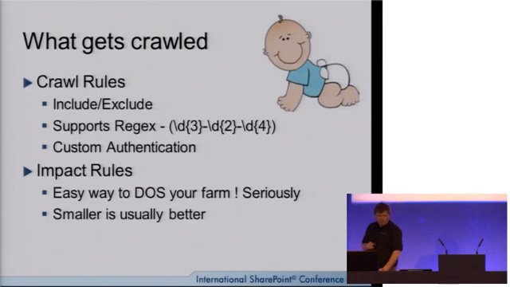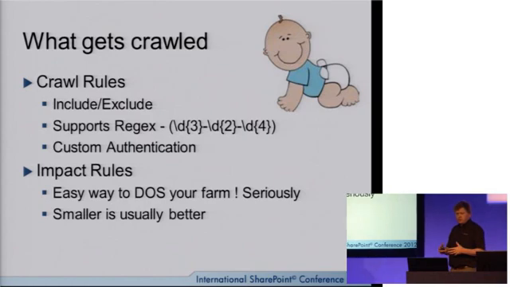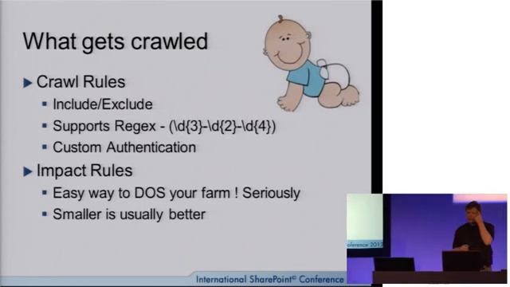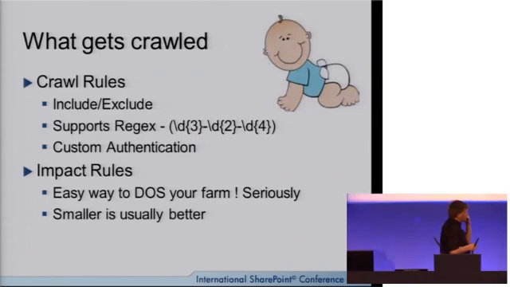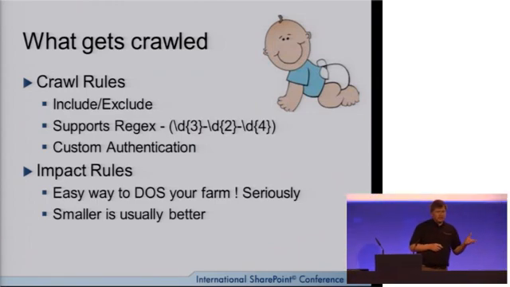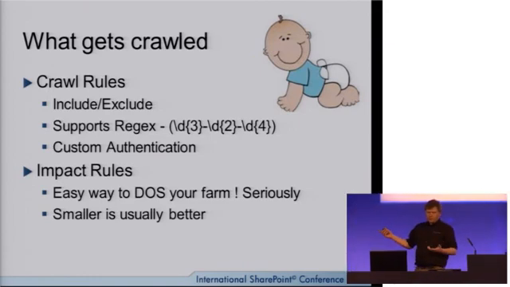So what actually does get crawled? There's various ways of crawling things. We mentioned the content sources and what types of data we can crawl, but how do we control it? So the concept of crawl rules, or crawler impact rules. With a crawl rule we can do some very simple stuff like include types of content, exclude other types of content. You know, how do I exclude all the Word docs from being indexed? Do it through a crawl rule.